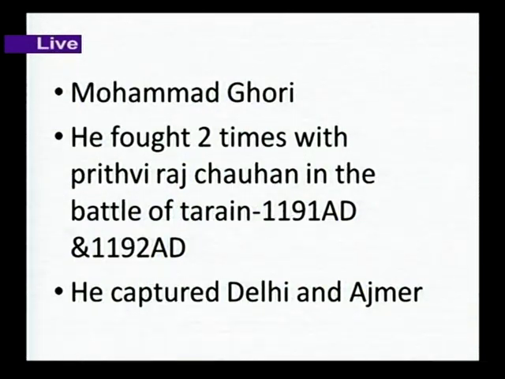After Muhammad Ghazni, we have Muhammad Ghori. Muhammad Ghori fought 2 times with Prithviraj Chauhan in the Battle of Tarain, 1191 AD and 1192 AD. 2 times he fought with Prithviraj Chauhan and then he defeated Prithviraj Chauhan. He captured Delhi and Ajmer.